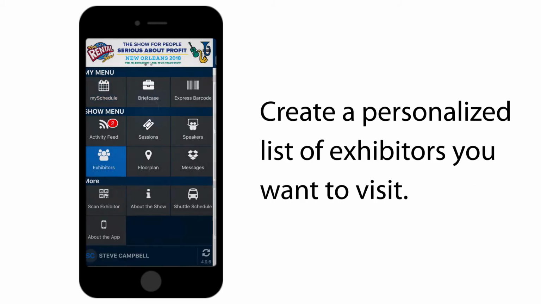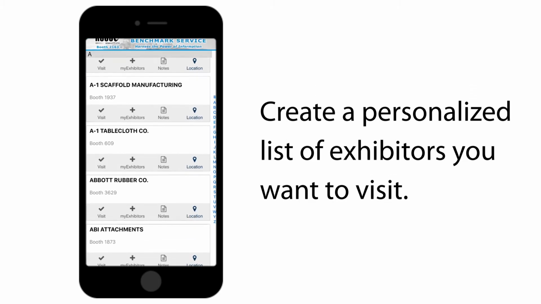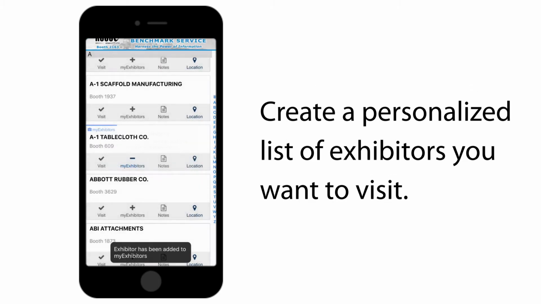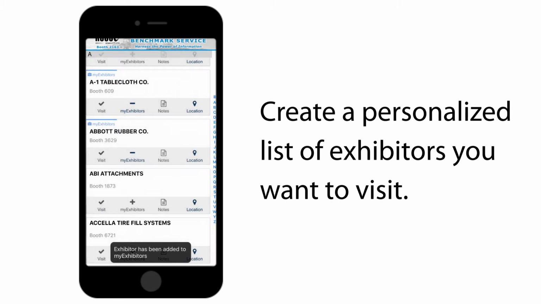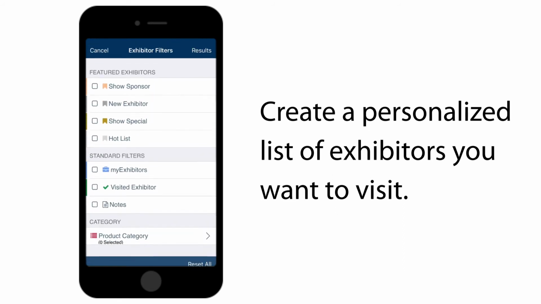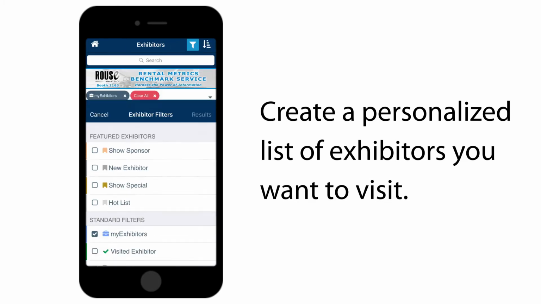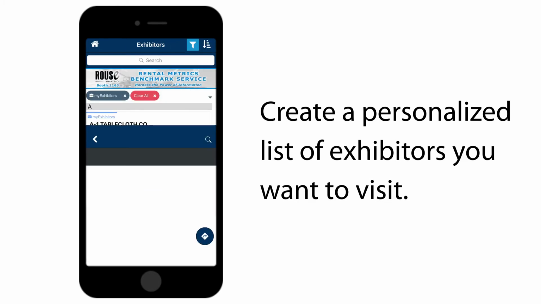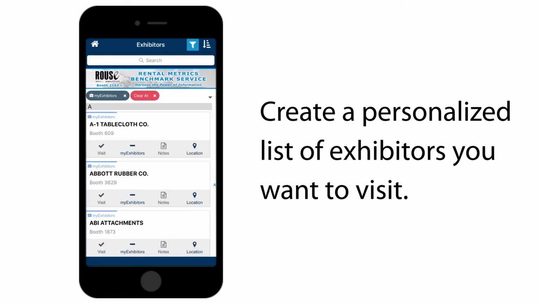A personalized list of exhibitors can be created as well. Scroll through the exhibitor list and find exhibitors you want to visit by clicking on the plus sign above My Exhibitors. This creates a personalized list for easy planning. You can then filter this list by clicking on My Exhibitors and then Results. Here you can make notes on products, questions, or ideas, see where they are located on the show floor, and check them off once you've visited their booth.